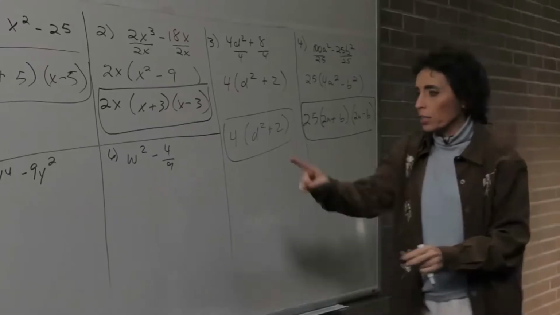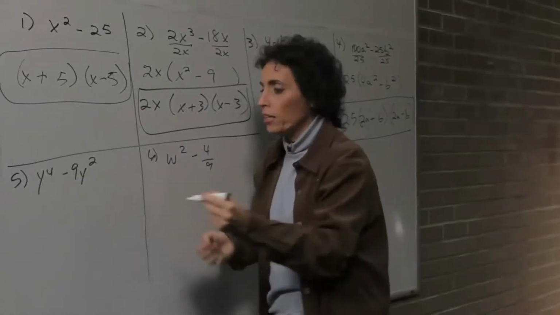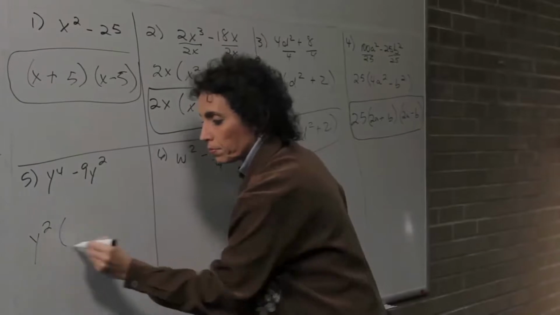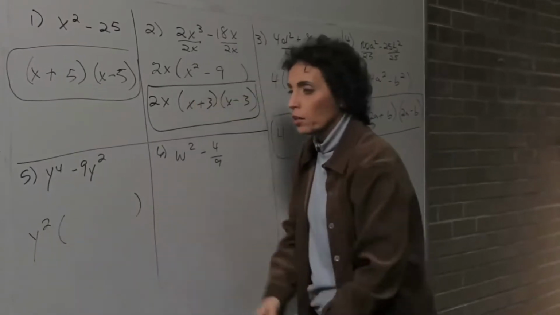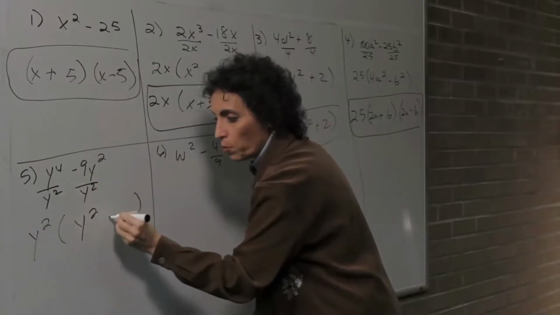All right, let's take a look at number 5. Number 5, look for a GCF. We have one again, y squared. Now this one has just a letter, okay? Divide by y squared. We have y squared minus 9.